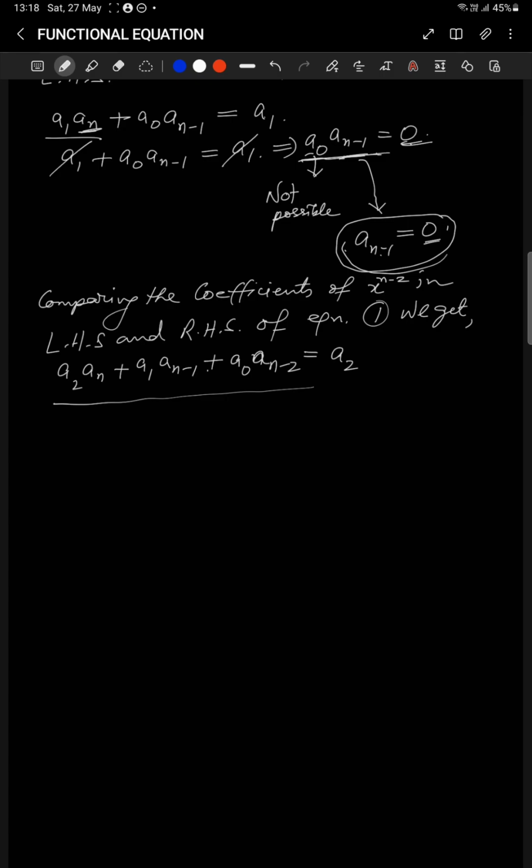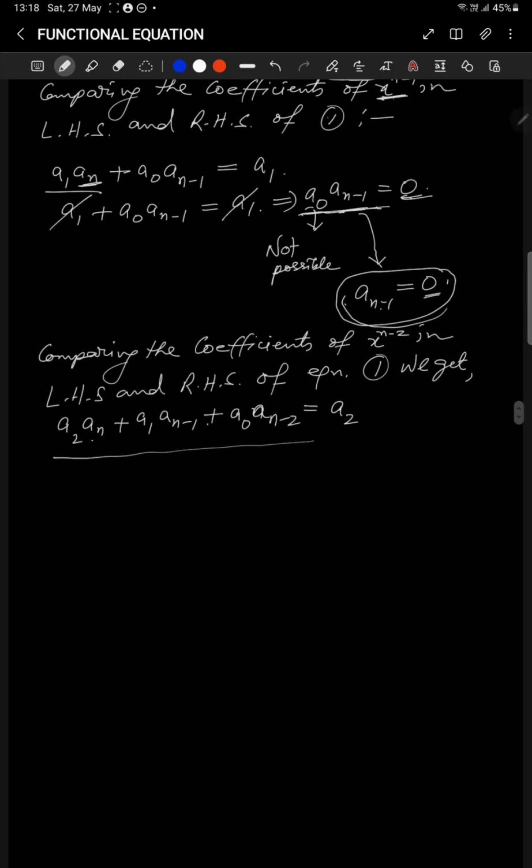Now let us put the values one by one. An we have already calculated as 1. So over here what is left, a2 into 1 will give you a2. An minus 1 already we have calculated here as equal to 0. So 0 multiplied by this a1 will give you 0, so no need of writing that. Then coming to this, a0 an minus 2 is left, equal to a2. So these two are getting cancelled, and we are left with a0 an minus 2 equal to 0.